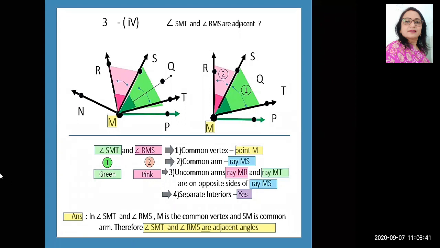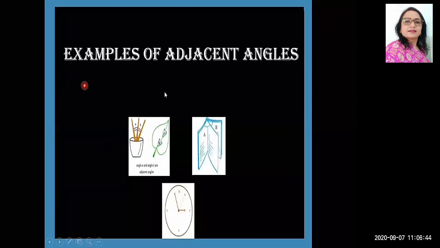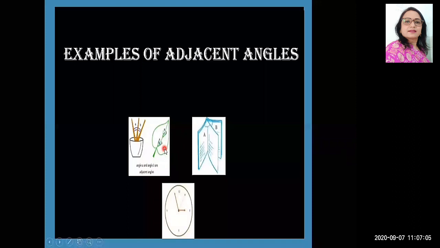So here are examples of adjacent angles in our real life. See this. Angle A and angle B have a common vertex, common arm, and separate interiors. In the leaf also. In this textbook's page. And the hands of the clock. These are the real life examples of adjacent angles. Understood?